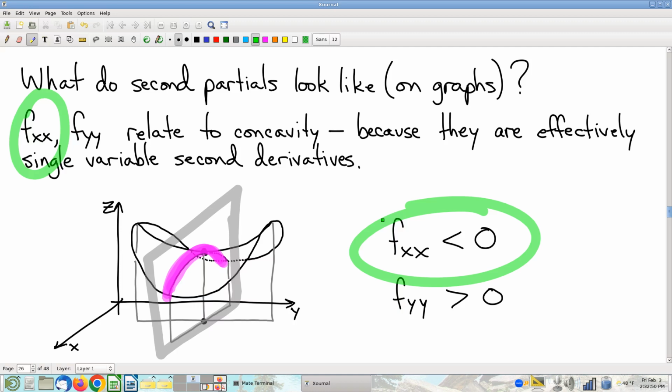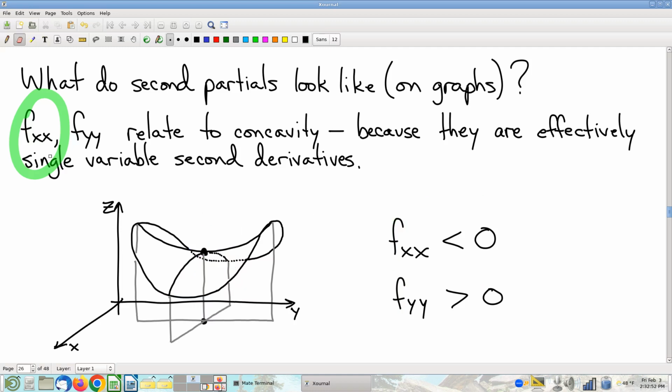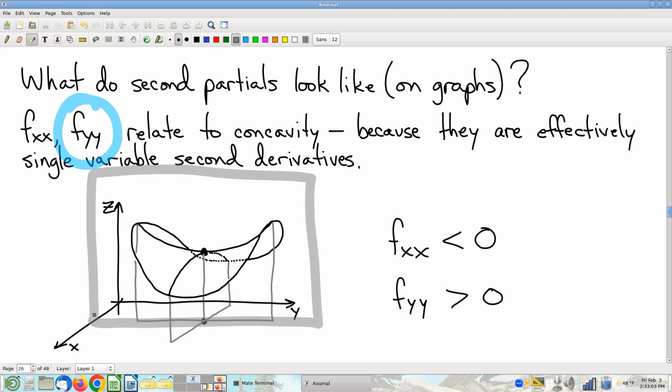And likewise, for the calculation here, doing f_yy, notice x is constant for both of those partials. And so we're looking at this cross-section, which looks like that. And what are we doing to that cross-section function? Well, we're taking its second derivative. Negative is concave down, positive is concave up. So this one's concave up, so that's y second partial positive. So exactly what you would think.